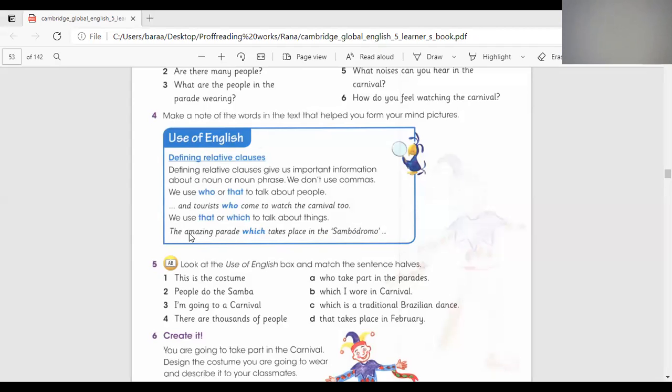Do we use relative pronouns? Do we use subject pronouns or do we use object pronouns in relative clause? So we're going to know after watching this video. Okay, let's start with this video to know the difference between sentence and clause.